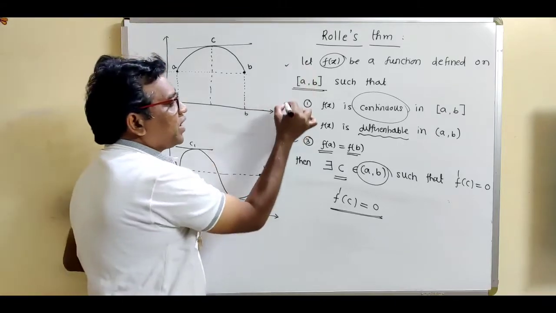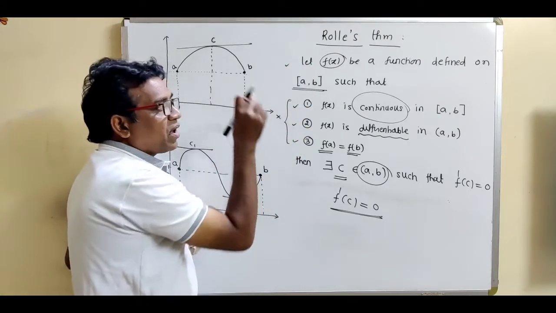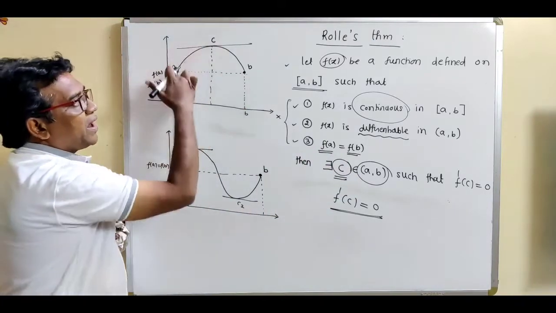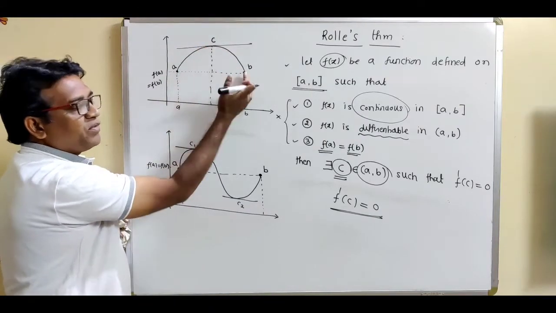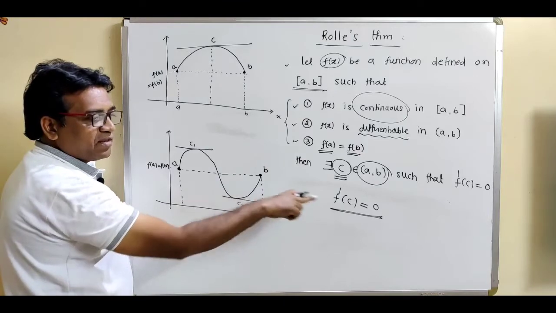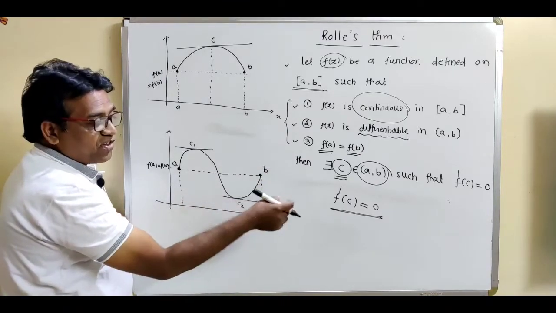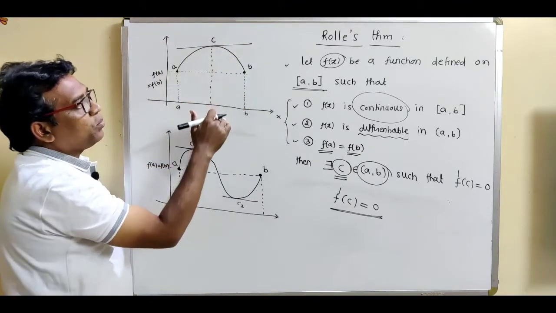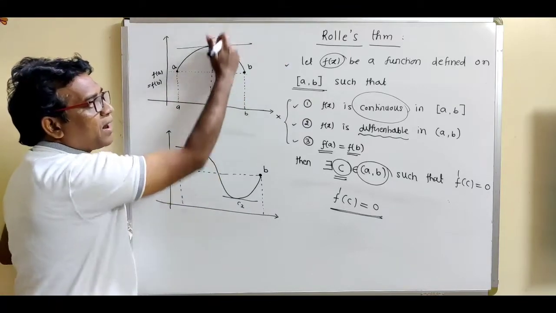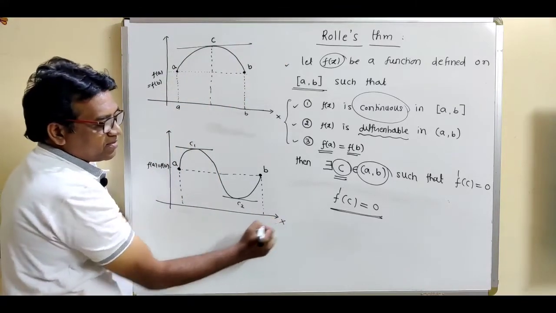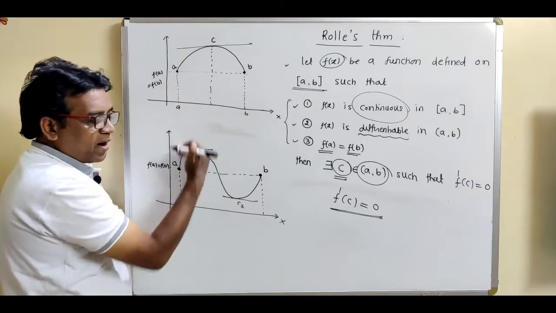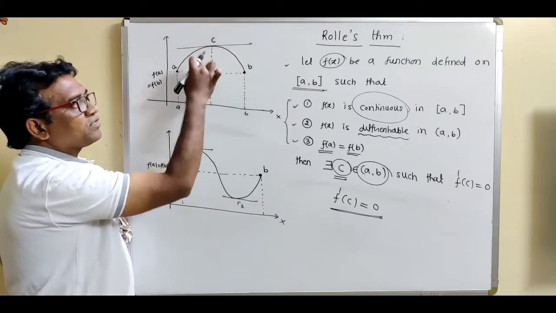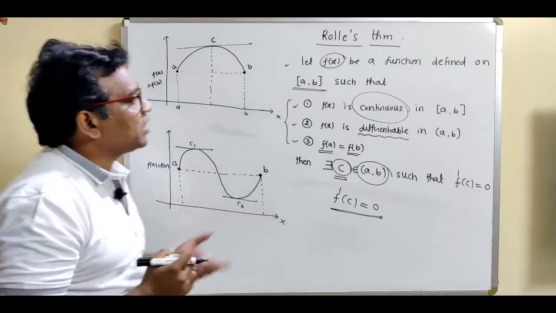If f(x) satisfies these three conditions, then Rolle's theorem says that we can find at least one point C in between A and B, such that the differentiation at x equal to C is 0. Differentiation being 0 means the slope of the tangent should be 0. And the slope of the tangent being 0 means that the tangent should be parallel to the x-axis. Now this is the x-axis, so this is the tangent. This tangent is parallel to the x-axis. So for this curve, we have found these 2 points, and for this curve, we have found just a single point. So first of all, remember the statement of Rolle's theorem.